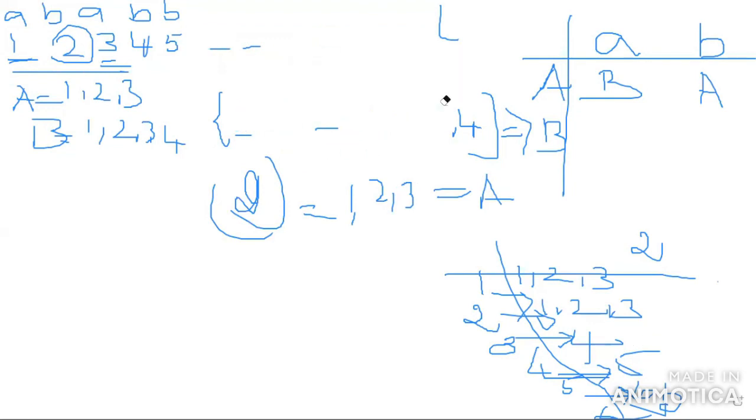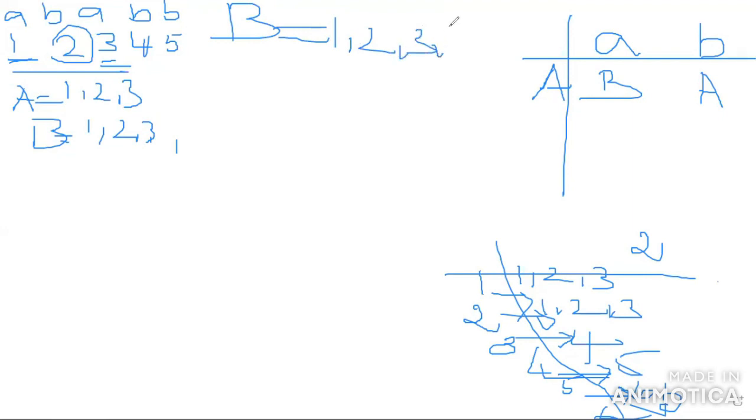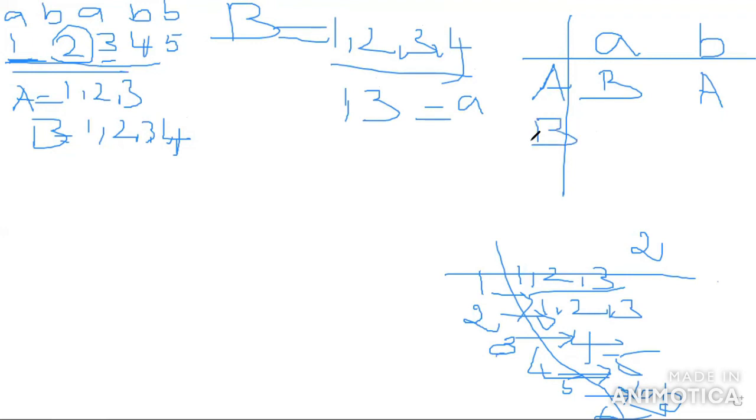Next step is B. B is 1, 2, 3, 4. It's correct. So for the input symbol A in the position set 1, 2, 3, 4, the positions of A are 1 and 3. So what is the follow position of 1? 1 is 1, 2, 3. 3 is 4. So 1, 2, 3, 4. What is the value? 1, 2, 3, 4 is B. So B comma A is B.